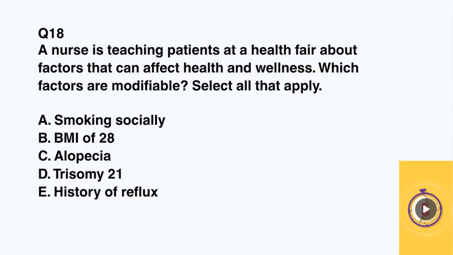Our next question, question number 18. A nurse is teaching patients at a health fair about factors that can affect health and wellness. Which factors are modifiable? Again, this is a select all that apply. Letter A, smoking socially. Letter B, BMI of 28. Letter C is alopecia. Letter D is trisomy 21. Or letter E, history of reflux.